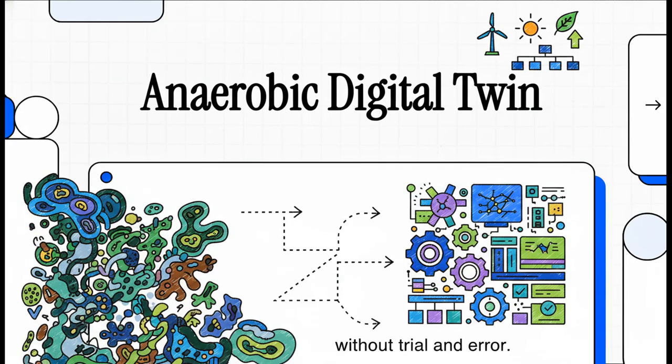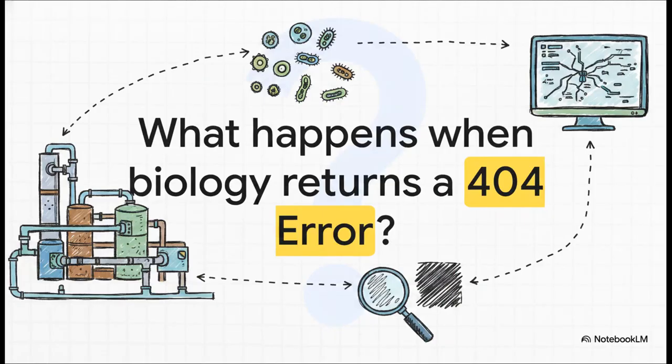Welcome to this explainer. Today, we are diving into the absolutely fascinating world of modeling complex biology right inside a digital environment. We're looking at exactly how engineers are taking incredibly messy, real-world biological processes and building these dynamic, highly precise digital twins using advanced software. Seriously, if you've ever wondered how we can optimize sustainable energy production without just relying on trial and error, well, you are in the exact right place. Let's just jump right in.